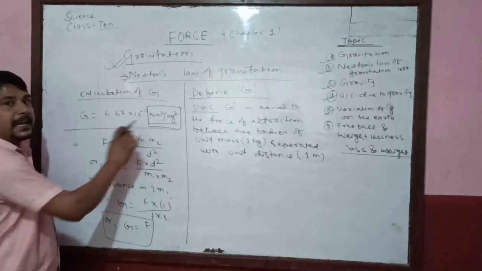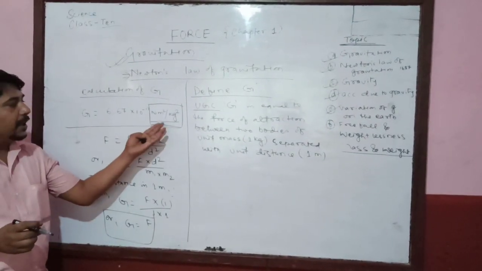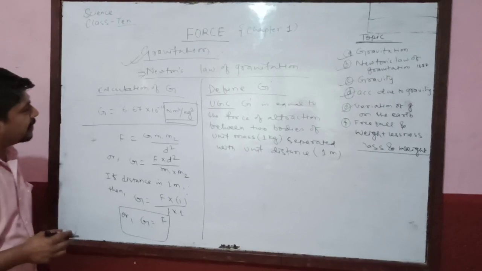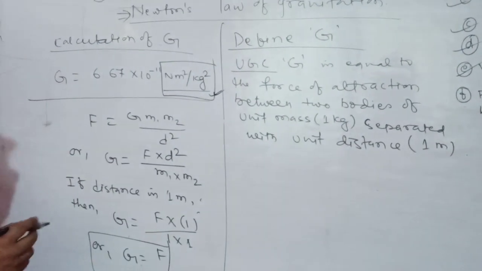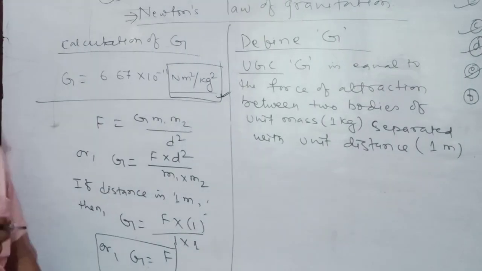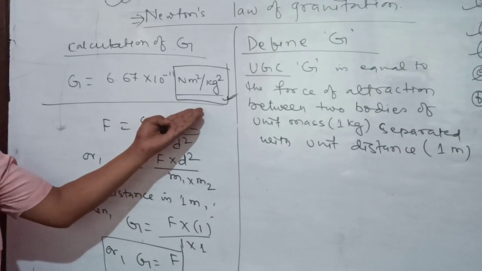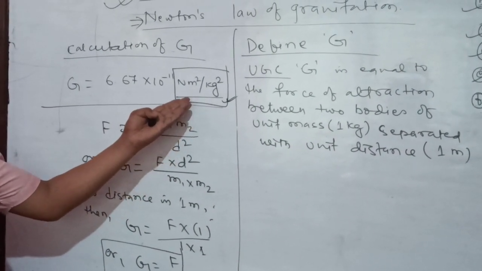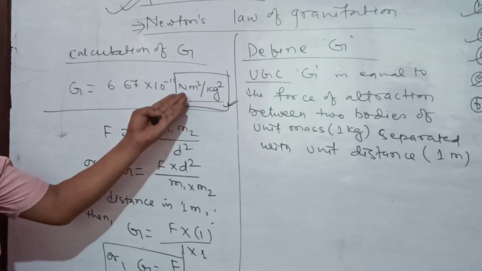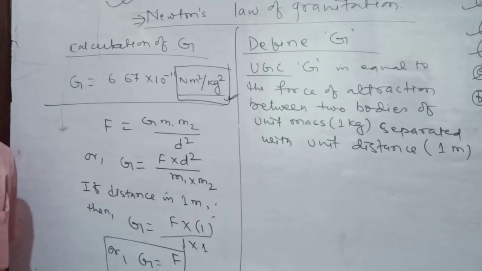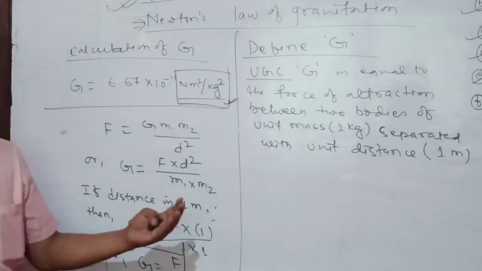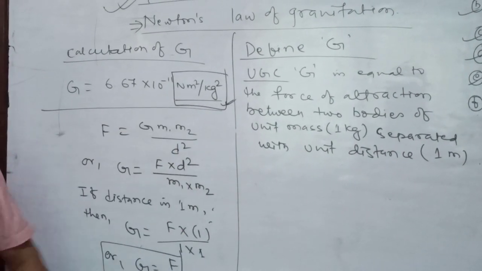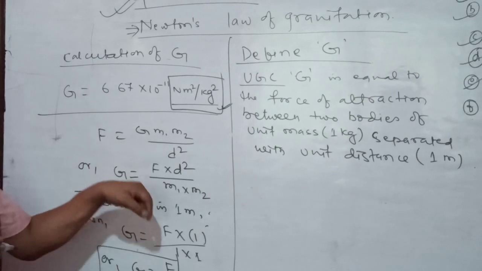Though we have already written the unit here, how does it come? Newton meter square per kg square. In SLC and SEE exams, they may ask you to derive this unit. Simply, you have to give the SI unit of universal gravitational constant. If you simply write Newton meter square per kg square, that will get you 0.5 marks. Sometimes they will ask you to derive this unit, and then we have to derive it.